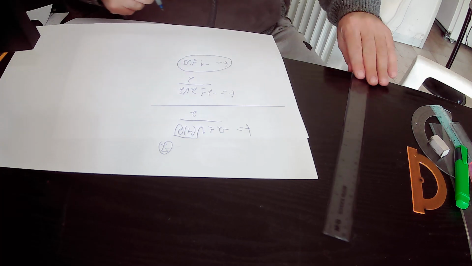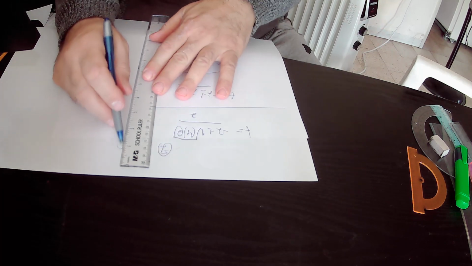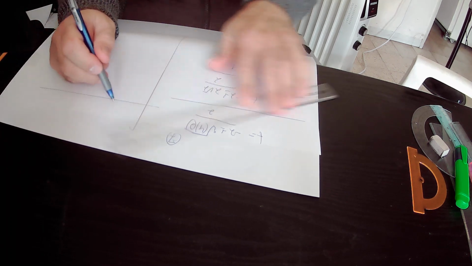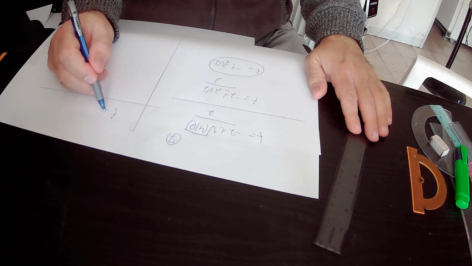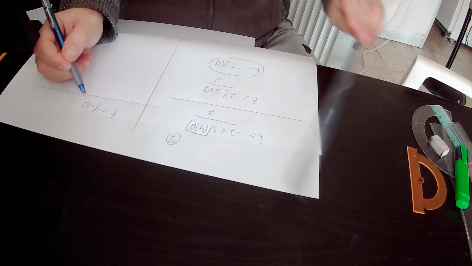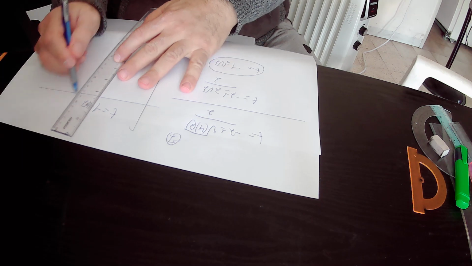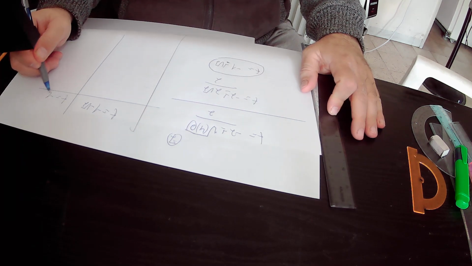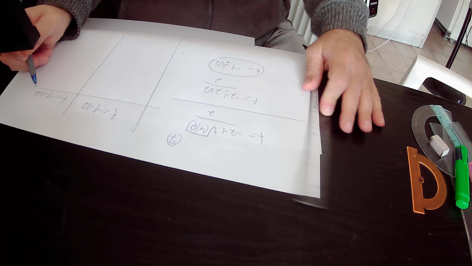So we have here two possible solutions for t. The first solution for t is that t equals minus 1 minus square root of 2. And the second solution for t is that t equals minus 1 plus square root of 2.